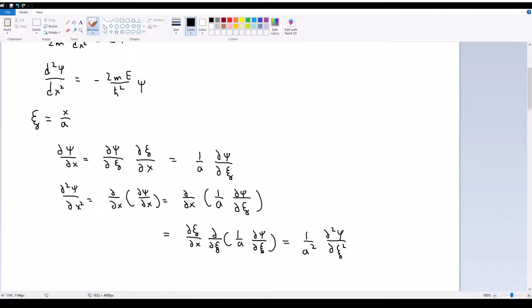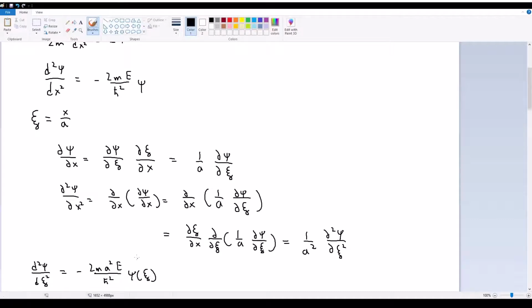So if we do this substitution, then our new wave function equation is going to be d2 psi by d chi squared. And then we have the 1 over a squared term, which I'm going to move over to the right to give me negative 2m a squared times E over h bar squared multiplied by psi of chi.